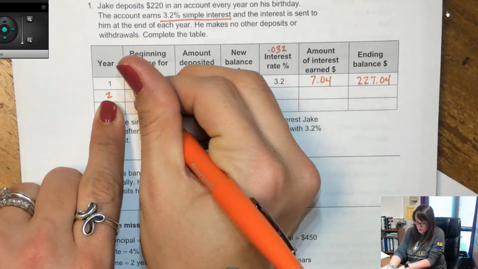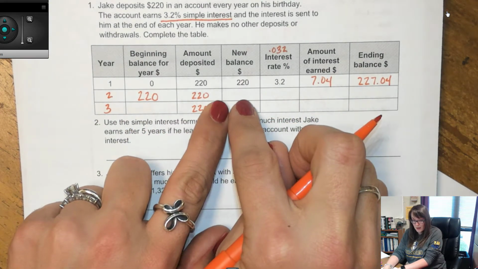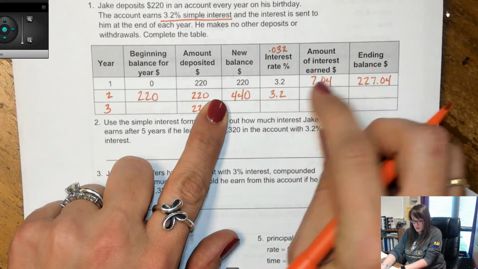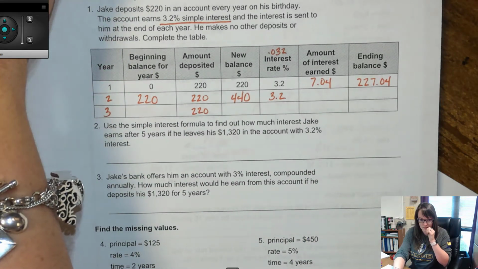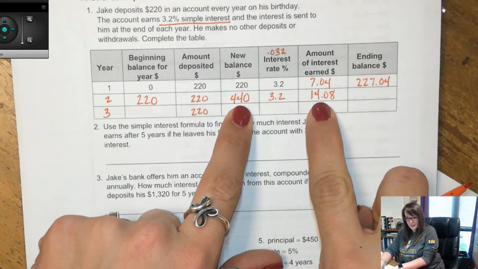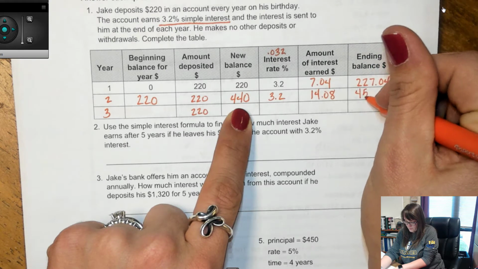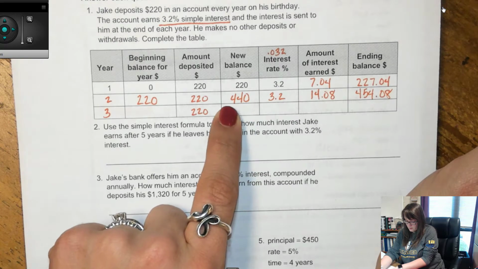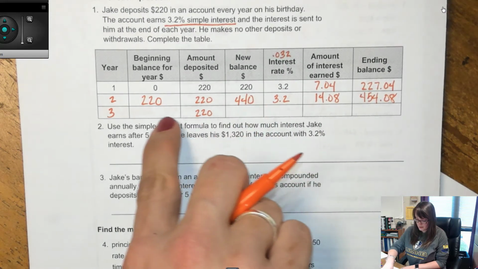So starting balance is 220 again. He deposits $220. So his new balance is 440. Interest rate stays the same. So what is the interest that he gets here? You should get 14.08, and this gets added to that, and you end up with 454.08. Yep. Okay. Now he gets this money, so this number comes down.